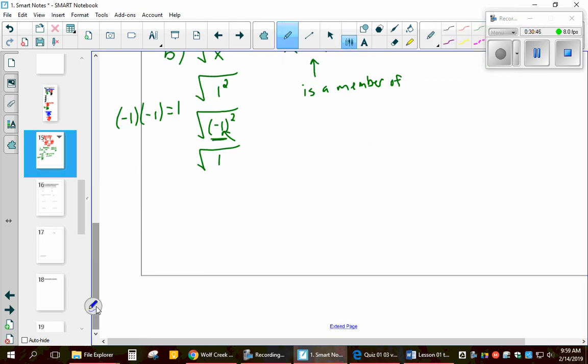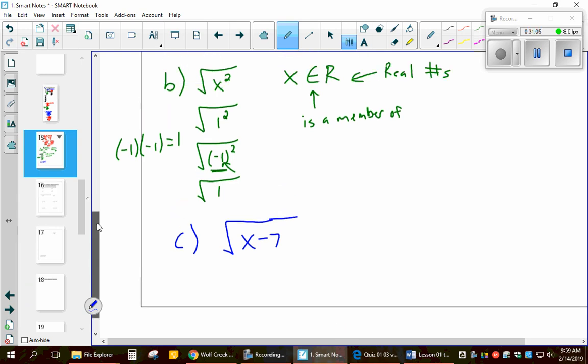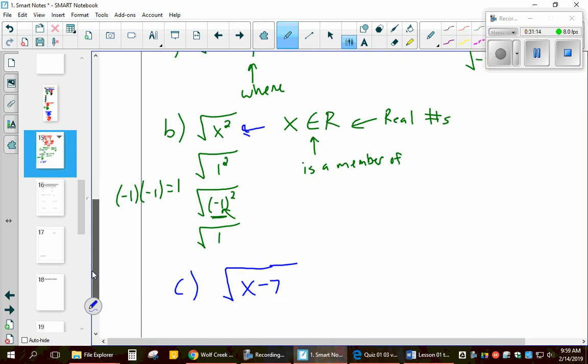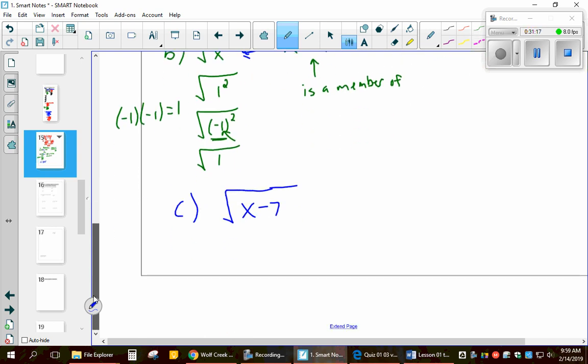So C. Let's do another one here. What about if I had the square root of x minus 7? So now it's a square root, right? I'm not squaring it or anything, so it's kind of like this one, where you think, okay, well, x has to be greater than 0. But it's not that x has to be greater than 0, it's whatever this ends up being has to be greater than 0.